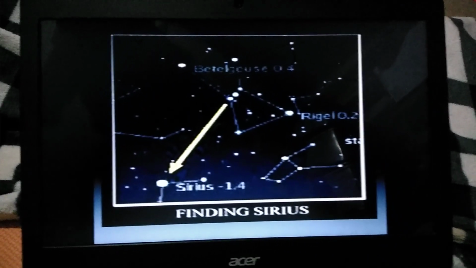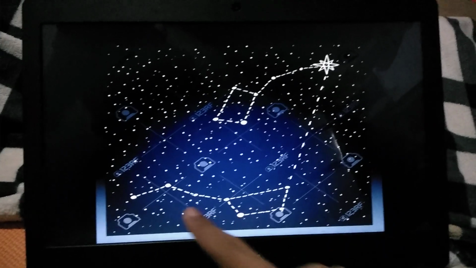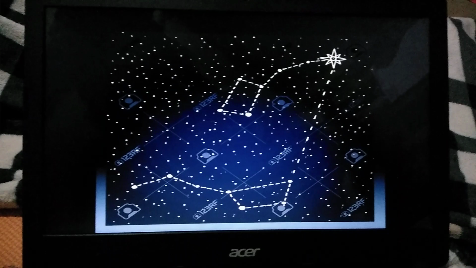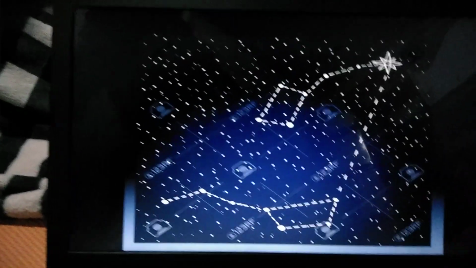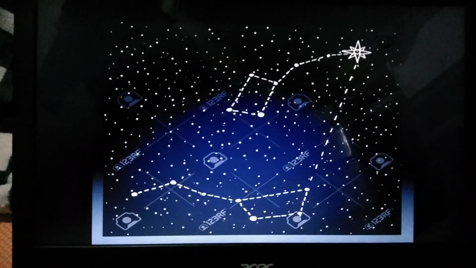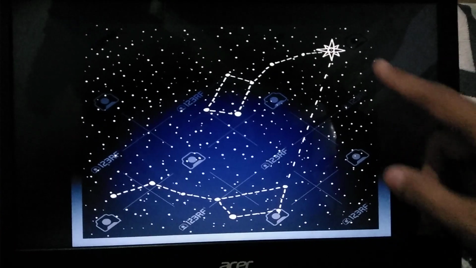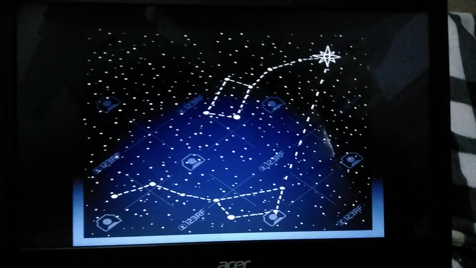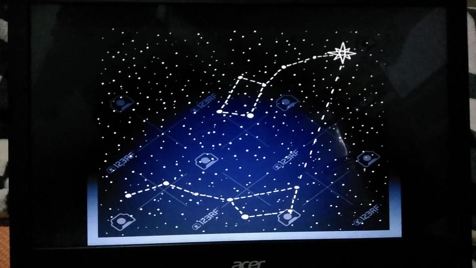And another constellation. This is the Big Dipper. The Big Dipper helps to locate the Polaris. As you can see, this is the Polaris. The Polaris is also known as the North Star.